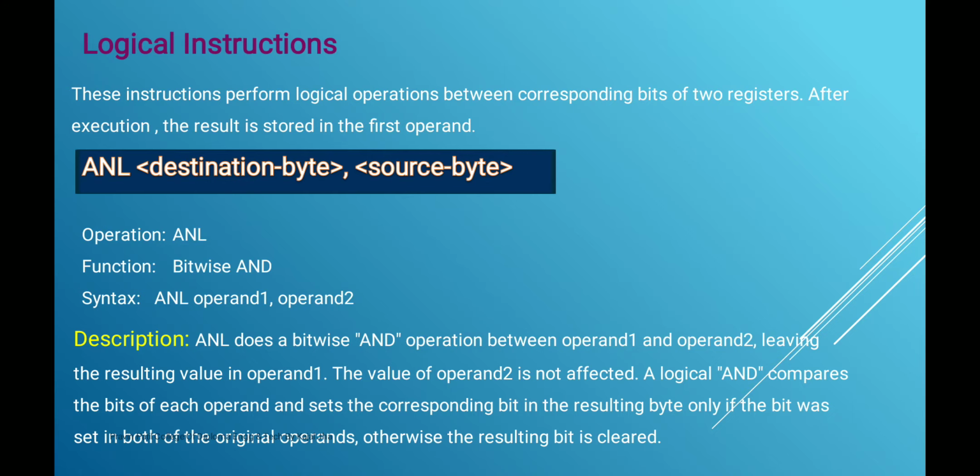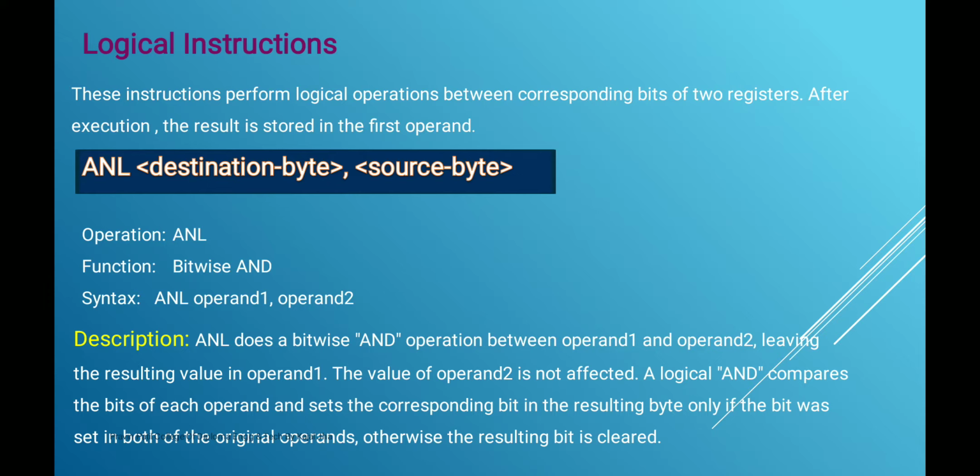After that, logical instructions. These instructions perform logical operations between corresponding bits of two registers. After execution, the result is stored in the first operand. So first is ANL, destination byte and source byte. Function is logical ANDing of the destination byte with the source byte.